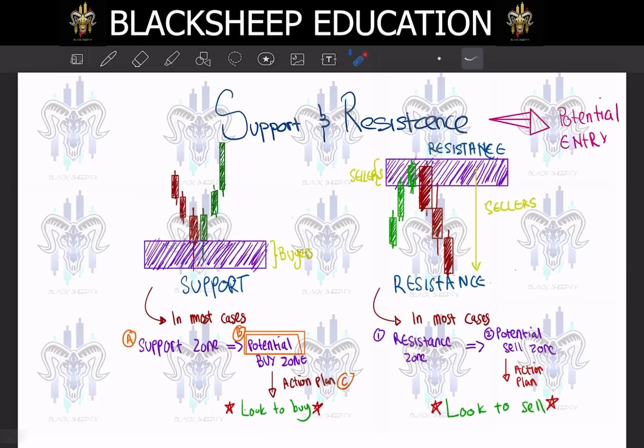Firstly, we are going to be talking about support and resistance. As a trader or upcoming traders for you guys, this is the most important topic you can ever focus on, because through support and resistance is where all the techniques are born.